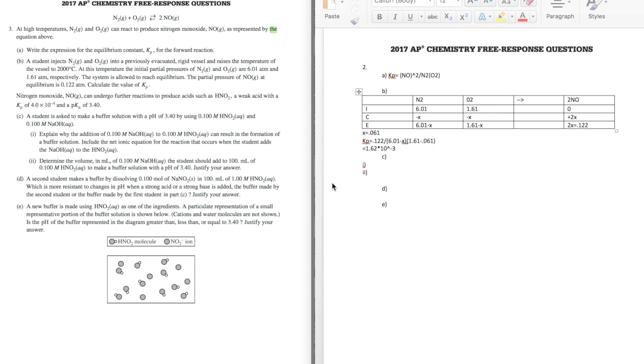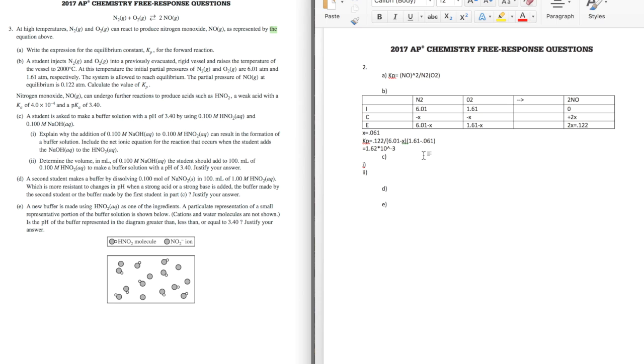A student is asked to make a buffer solution with a pH of 3.4 by using a 0.1 molar HNO2 and 0.1 molar NaOH. So, first let's write out the chemical equation for this acid-base reaction.